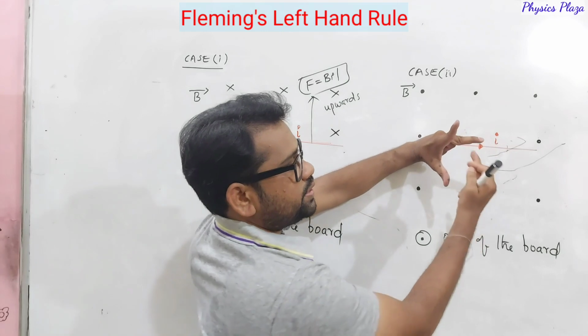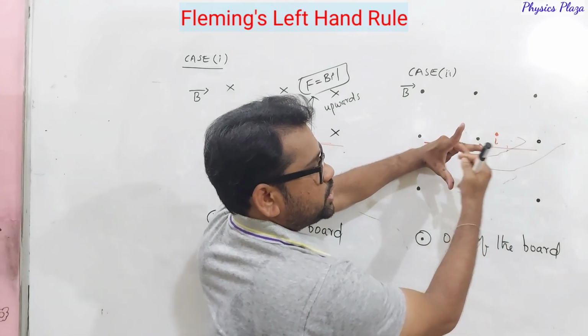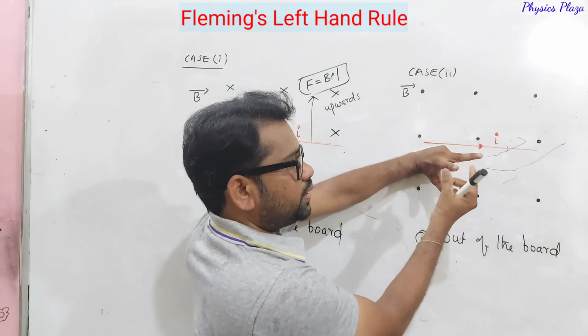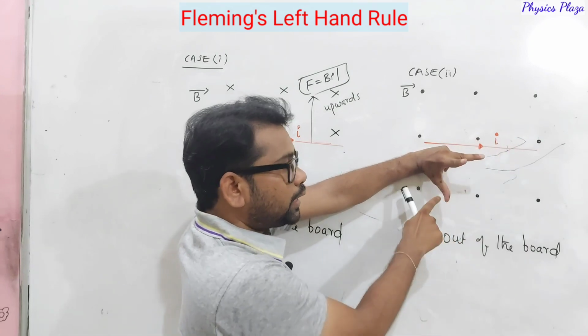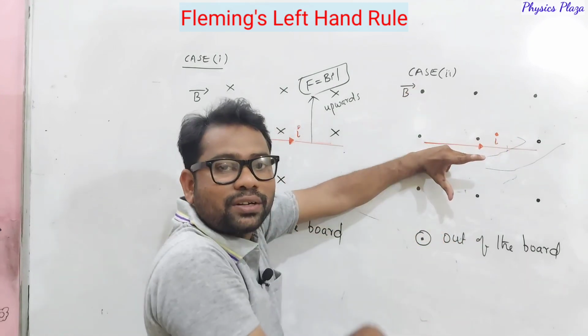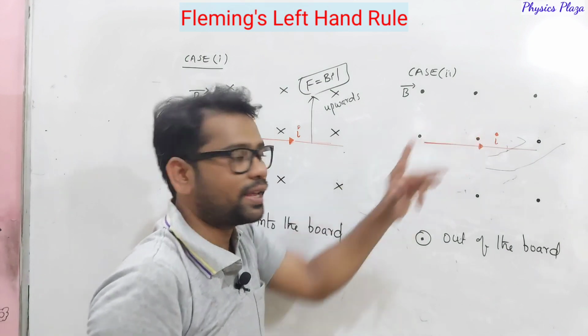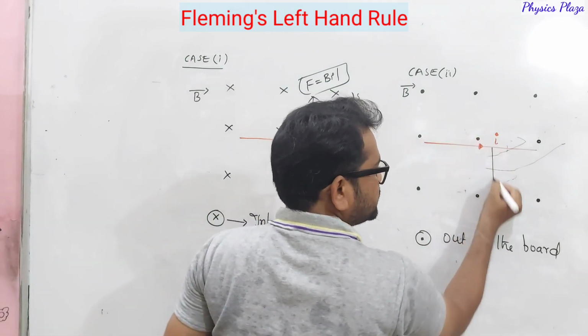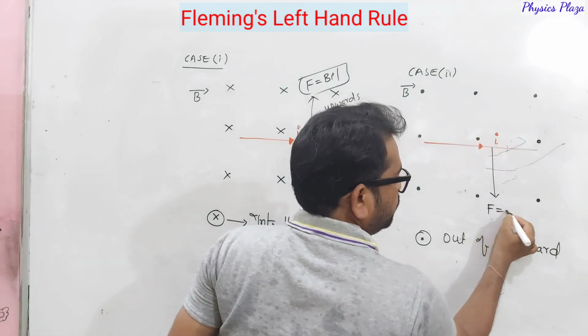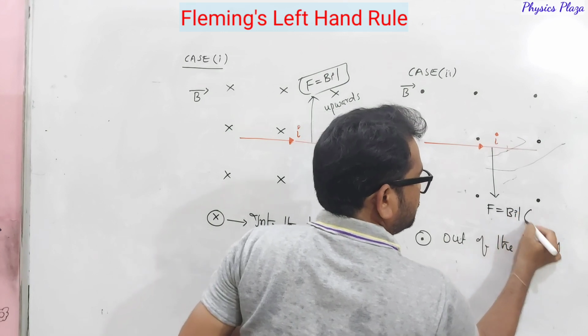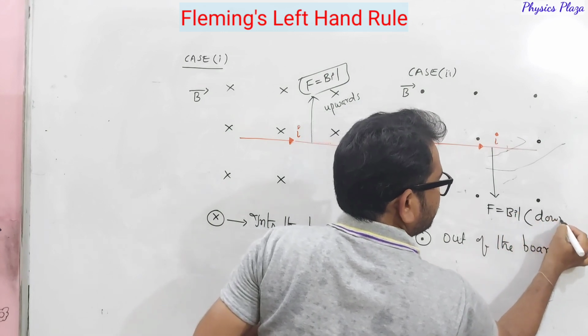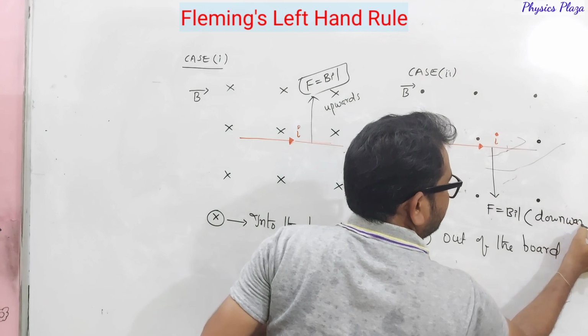So children, the central finger is showing the direction of current. The forefinger is showing the direction of field. The thumb is in the downward direction, which means what? In this case, force F equals BIL will act, but downwards. Very, very, very important.